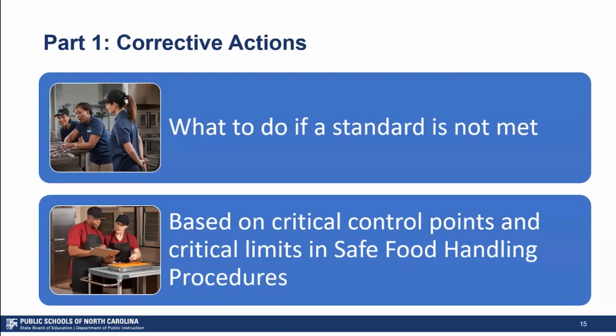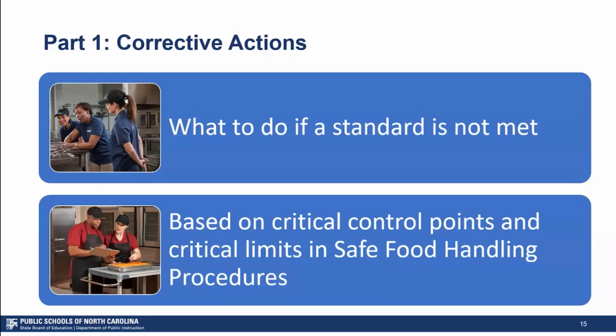Corrective actions, as we said, are what to do if a standard is not met. In other words, there is an issue with controlling a potential hazard. So this could occur if prerequisite programs or safe food handling procedures are not followed correctly or not followed at all. Corrective actions are based on critical control points and critical limits established in the safe food handling procedures. This is part of the HACCP process.